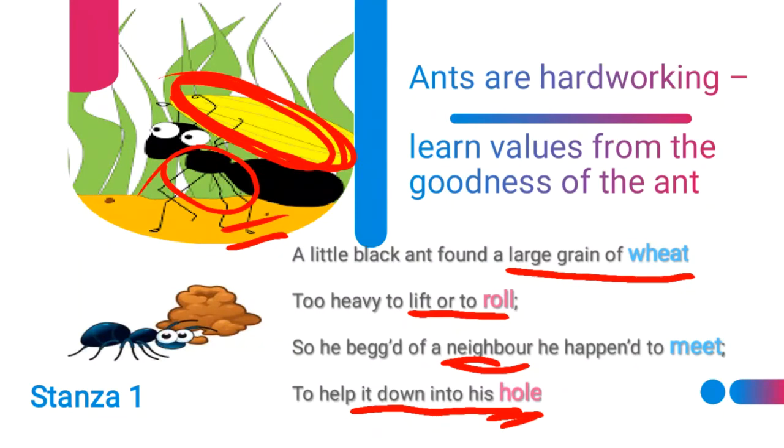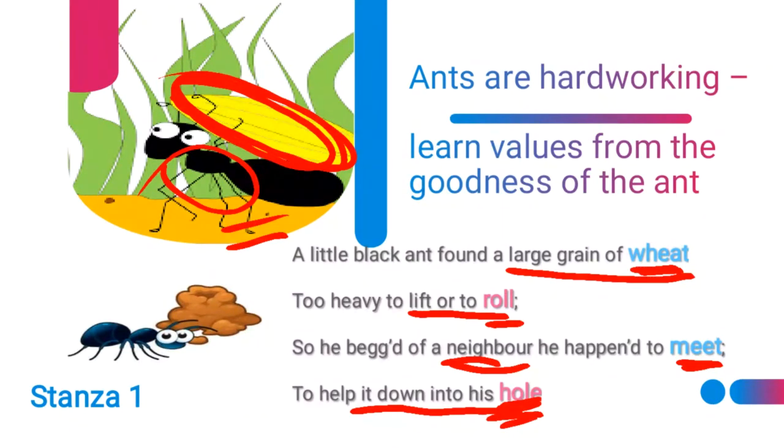So what's the summary of this first stanza? A little black ant found a large grain of wheat that was so heavy it could not lift or roll it. When it was trying to lift it, it saw a neighbor ant there. It called for help, isn't it? Before we move on to the next stanza, let's find the rhyming words here. Wheat, meat, roll, hole. These are the rhyming words in stanza 1.